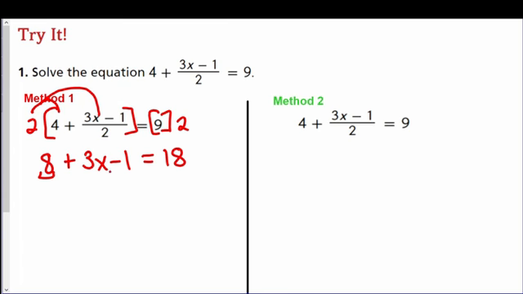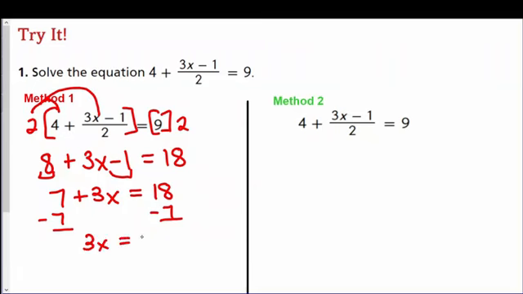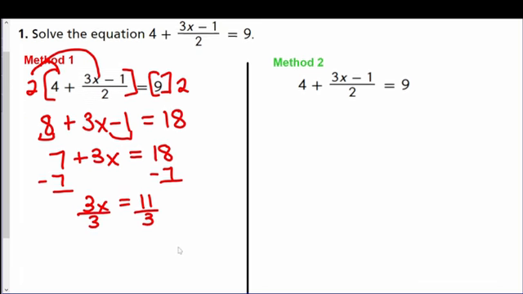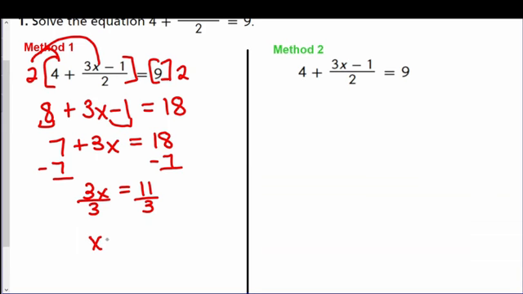So here I have some constants that I need to combine, and 8 minus 1 is 7. So I have 7 plus 3x equals 18. I'm going to subtract 7 from both sides, and 3x equals 11. And then one step left, divide both sides by 3, and x equals 11 thirds, or 3 2/3.